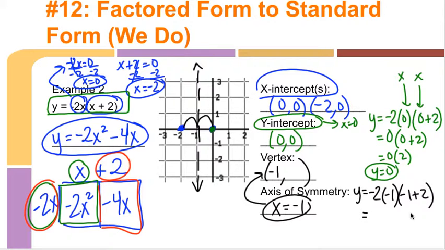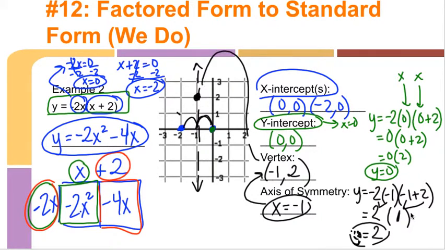-2 multiplied by -1 gives me a +2. -1 plus 2 gives me a +1. So 2 multiplied by 1 gives me +2. So my vertex is going to be at (-1, +2). I'll go ahead and plot that. So that's to the left 1 and then up 2 spaces. So this is my vertex right here.